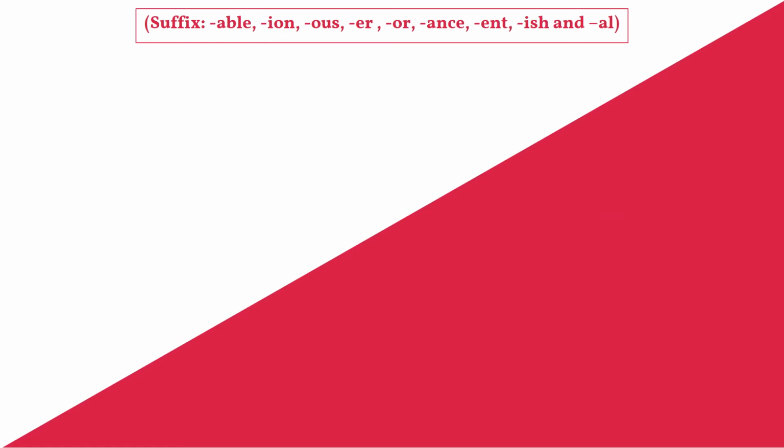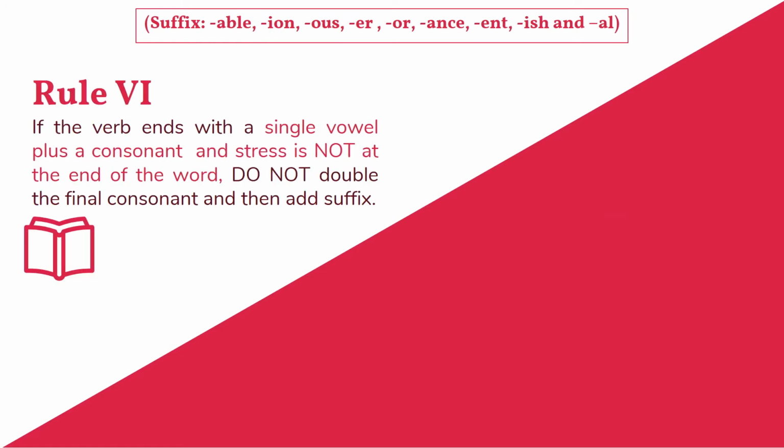Rule number 6 states that if the verb ends with a single vowel plus a consonant, this is same as the previous rule, and stress is not at the end of the word, then we do not double the final consonant and simply add the suffix. So in the previous rule there was stress at the end of the word, but in this case there is no stress at the end of the word.